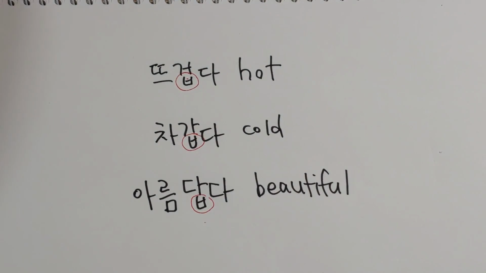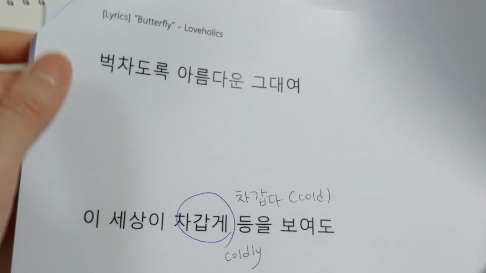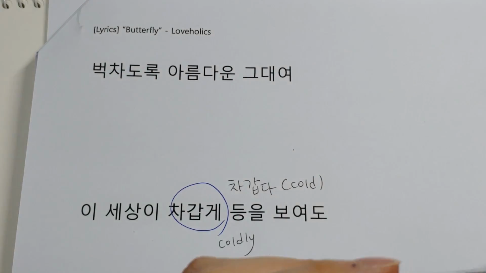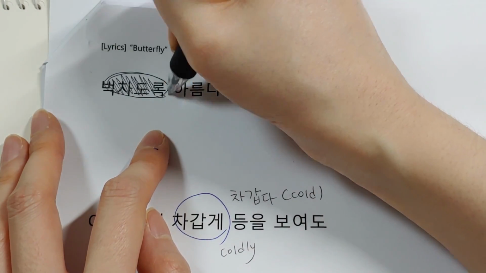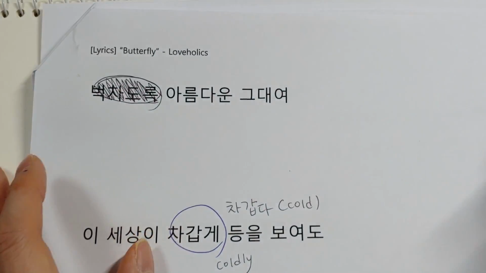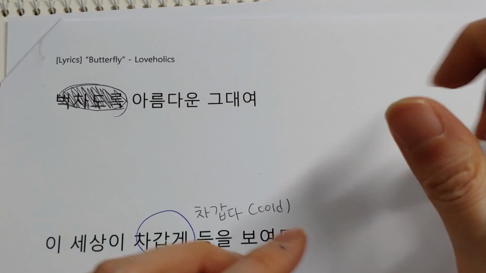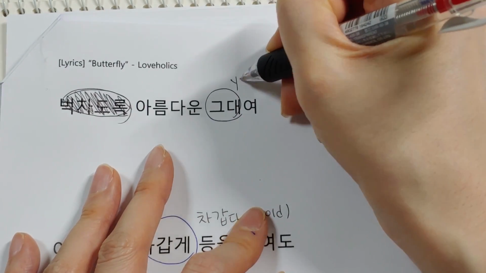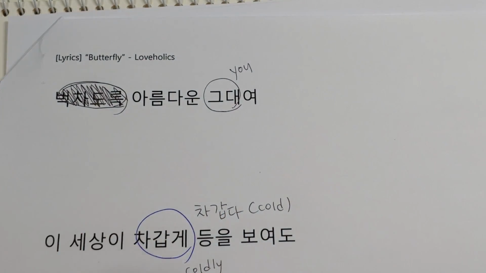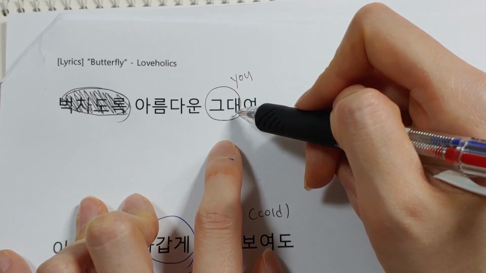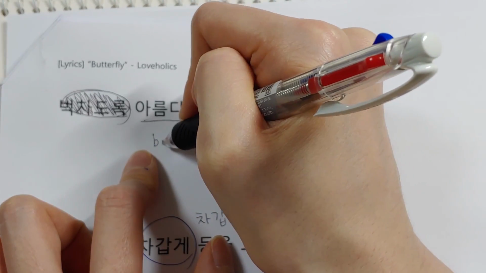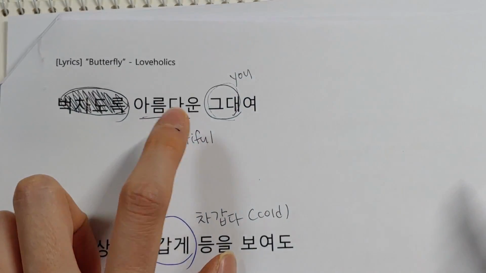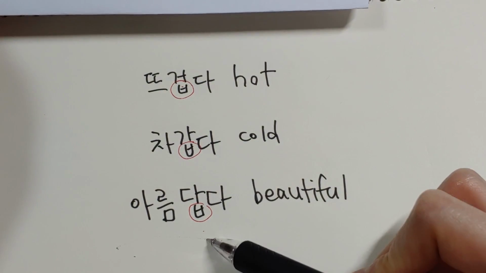And there's a reason why I mention it. So if you look at this part of the lyric, 벅차도록 means overwhelmingly, but this is a vocabulary for advanced learners, so we can skip this part. And 아름다운 그대여. So 그대 means you, but in a more poetic form. So we don't use 그대 in a daily conversation, but this is the lyric. So she used 그대. And 아름다움 means beautiful, and its stem adjective is 아름답다 here.